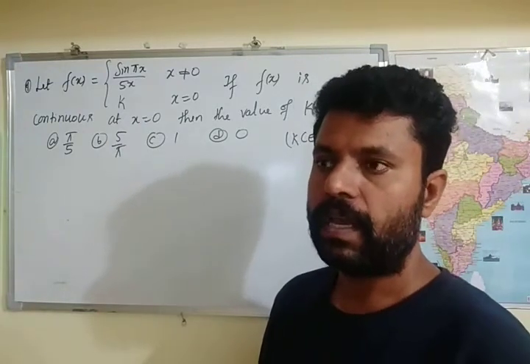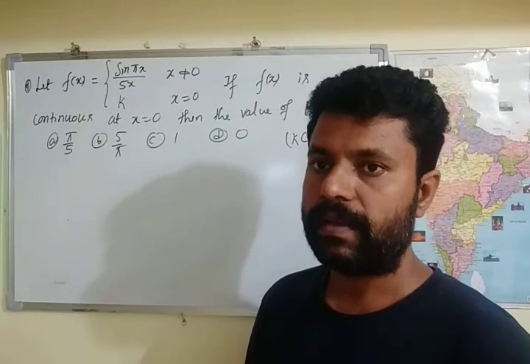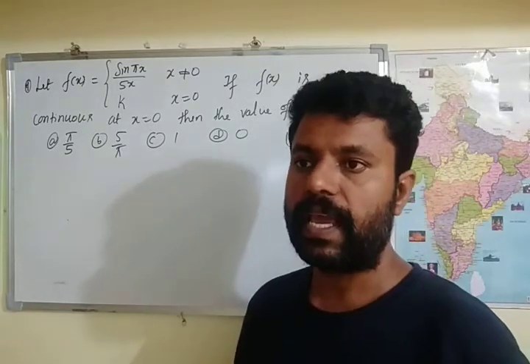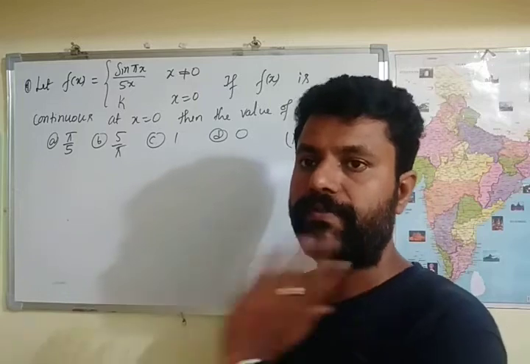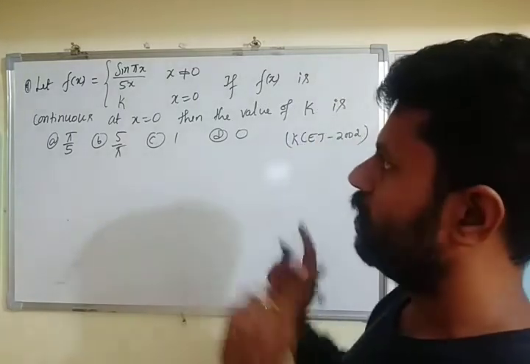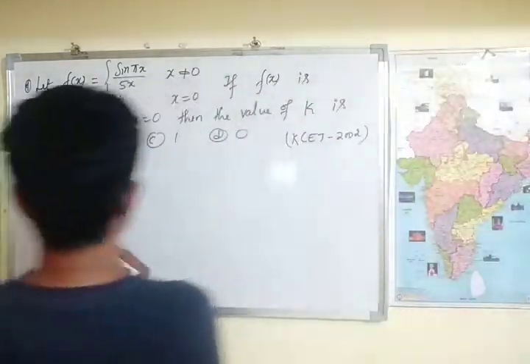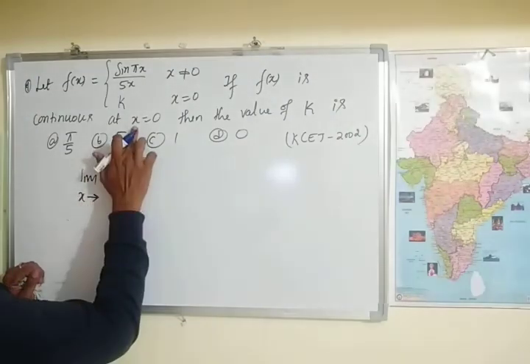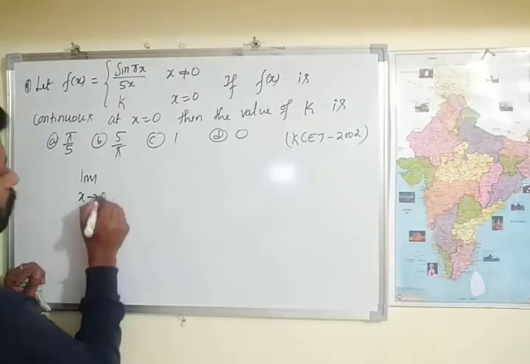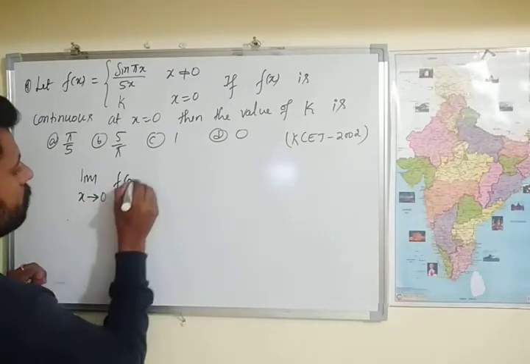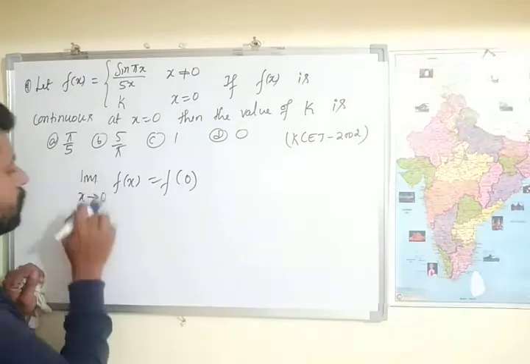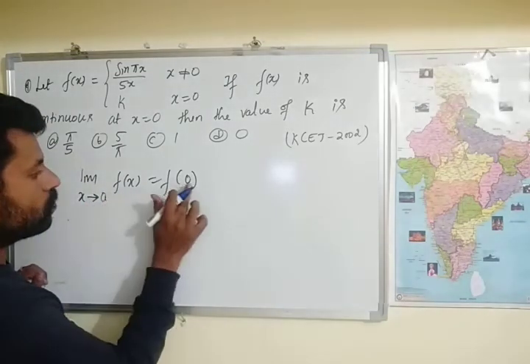The function is defined at x is equal to a, and another one is limit x tends to a, f of x is equal to f of a. Now using that definition, here we have limit x tends to a, in the place of a is 0, f of x is equal to f of 0.